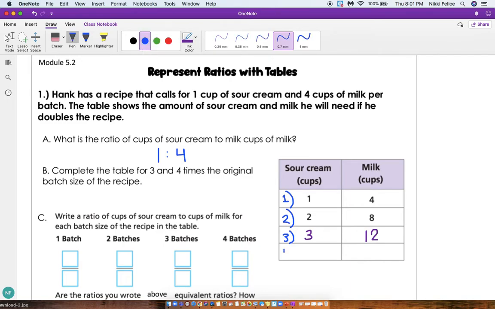If I wanted to quadruple the recipe, if I wanted to make 4 batches, we would need 4 cups of sour cream. I would have to do this batch 4 times, so there would be a total of 4 cups of sour cream, and then same thing here. 4 cups of milk. If I quadrupled that, we would have 16 cups of milk.